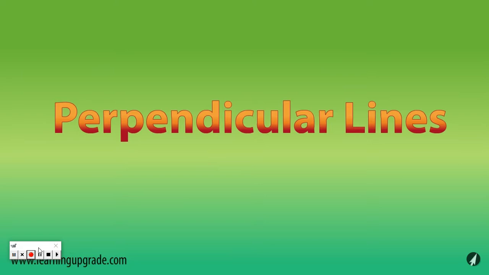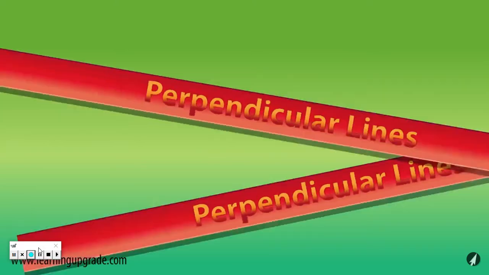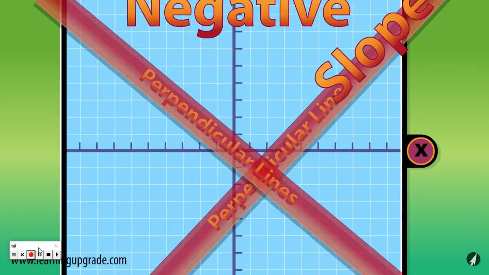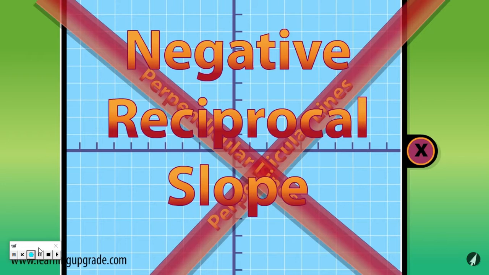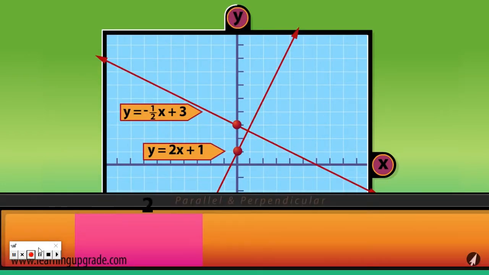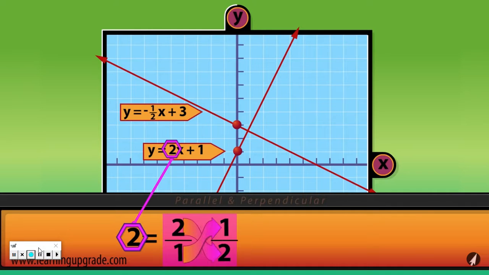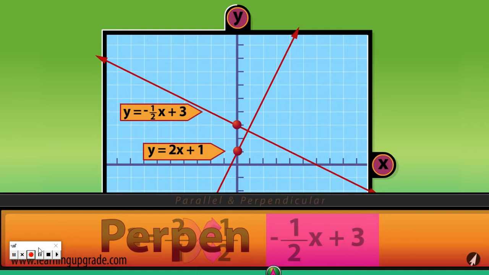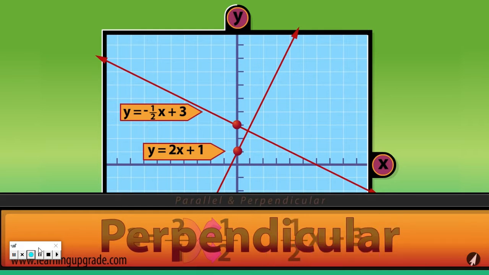Next step, perpendicular lines cross at right angles. Perpendicular lines have negative reciprocal slopes. For y equals 2x plus 1, take the slope 2 and flip it to 1/2 and change the sign to negative 1/2. So the line y equals negative 1/2 x plus 3 will be perpendicular.